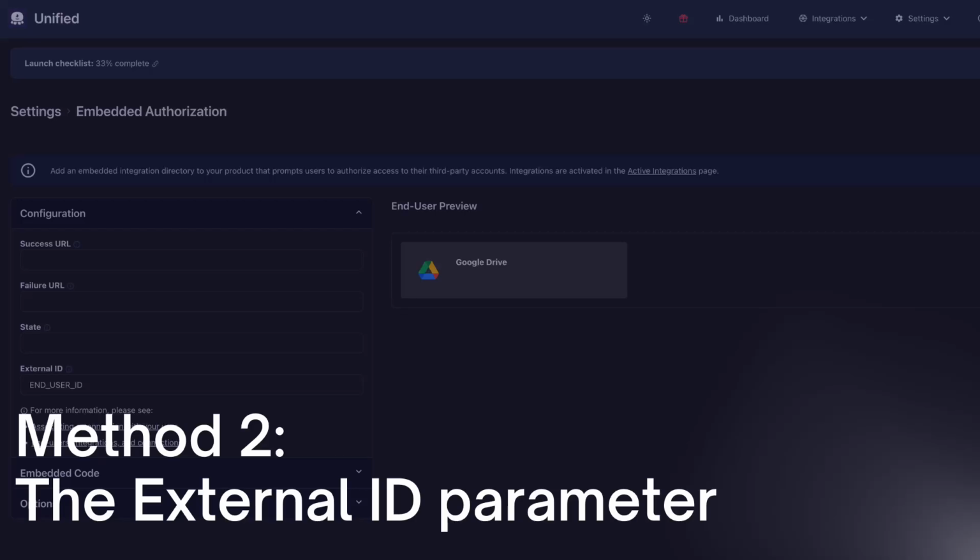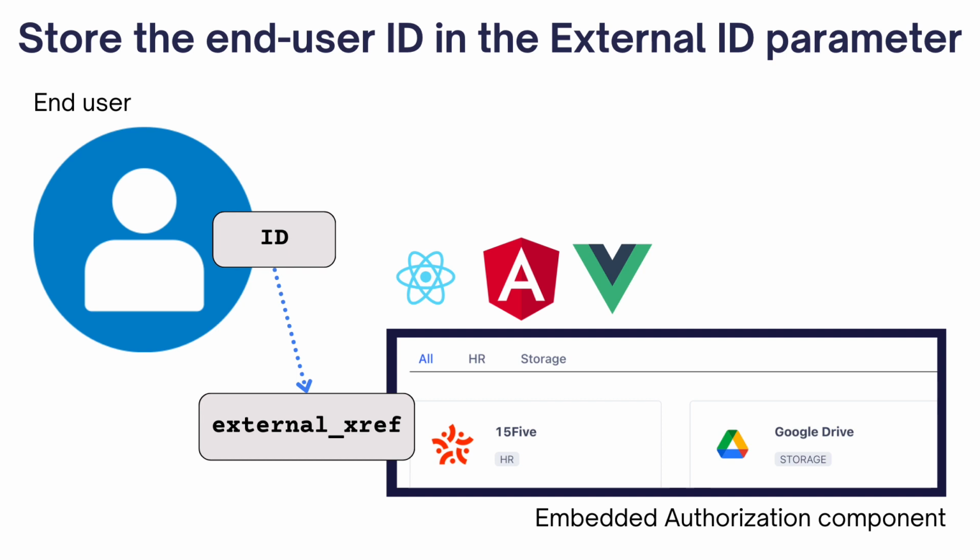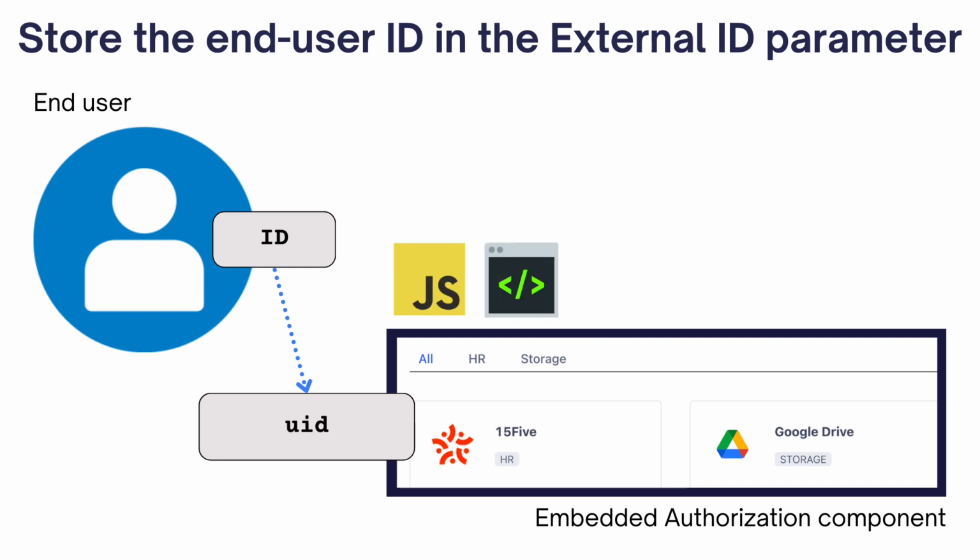The second method for associating an end user with their connection ID is to use the external ID parameter. Now, with this approach, you're storing the user ID in the connection object's record on Unified.to instead of storing it in the end user object record in your application. If your application uses the React, Angular, or Vue.js version of the embedded authorization component, then the external ID parameter's name is external_xref, short for external cross-reference. If you're using the vanilla JavaScript version or rolling your own authorization component, its URL parameter is UID, short for user ID.